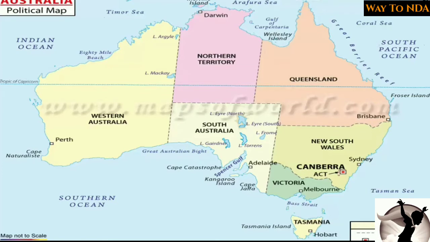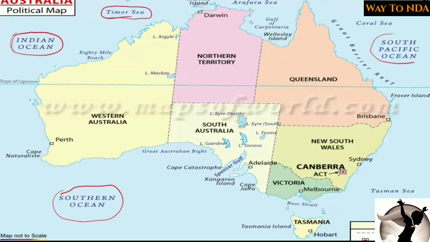So first is Timor Sea, and here this is the Indian Ocean mainly. Now first let's see about the oceans. This is the Indian Ocean, this is the Southern Ocean, and here this is the South Pacific Ocean. So three main oceans around the Australian continent are the Indian Ocean, the Southern Ocean in the south, and the South Pacific Ocean on the east side.